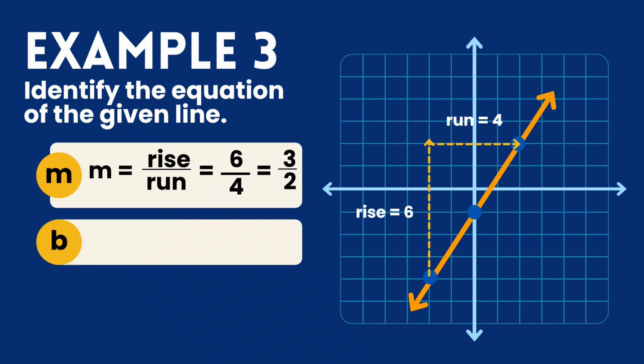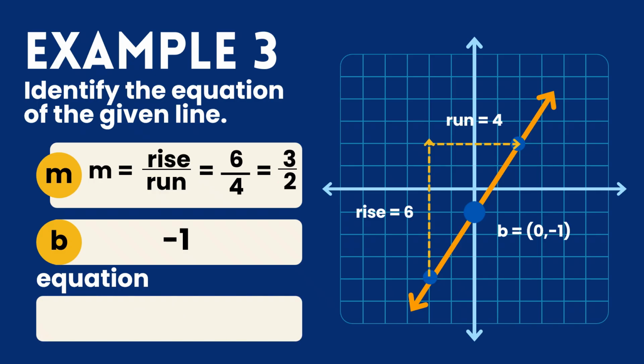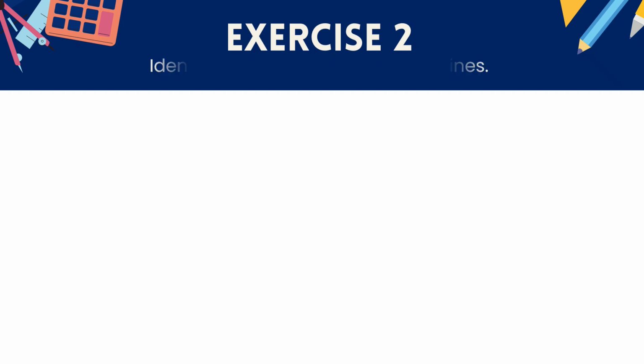Next, identify the y-intercept or b, which is the point where the line crosses the y-axis. In this case, it crosses at point (0, -1). So b is equal to negative 1. Putting the slope and y-intercept into the slope-intercept form, the equation of the line is y is equal to 3 halves x minus 1.